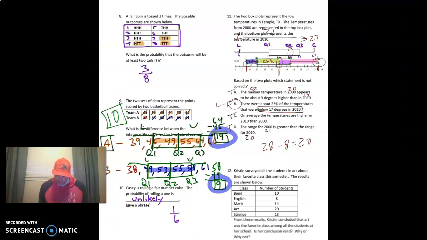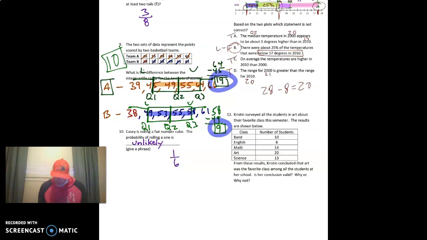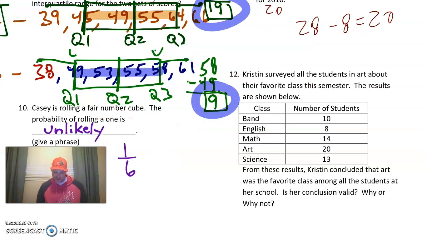Okay. Number 12. Kristen surveyed all of the students in art about their favorite class this semester. The results are shown below. From these results, Kristen concluded that art was the favorite class among all the students at her school. Is her conclusion valid? Why or why not?